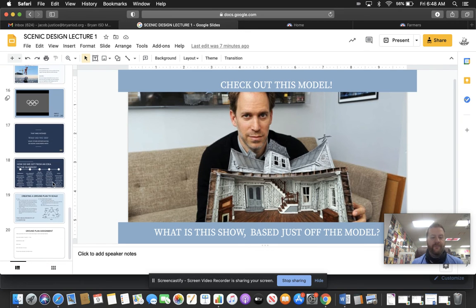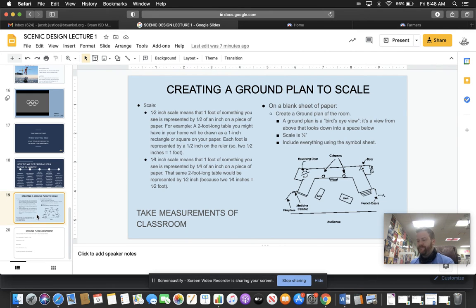Here's what I want you to work on today. I want you to work on creating a ground plan to scale. A ground plan to scale is a bird's eye view of a room or a set and where you would put things and what they look like. Okay, we're going to do it in quarter inch because we have quarter inch graph paper. Here it is. Quarter inch graph paper means that 1 square is 1 foot. So you're going to take measurements of this classroom, of every inanimate thing in this classroom, and you're going to create a ground plan. Okay, it's on the back of your notes.